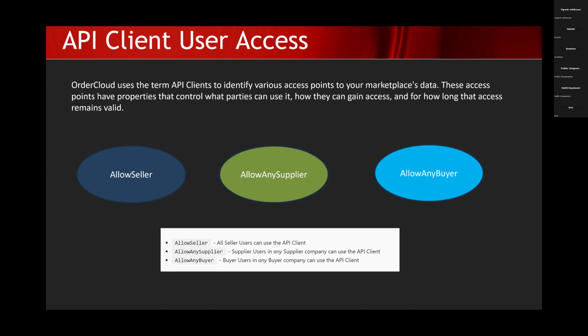The last part, where they say how long access is valid, is part of authentication, where the client token, client secret, and all that come into the picture. Then there is the access token and refresh token concept also. That will be covered in the next few slides on authentication. So the API client is mainly to query your interfaces, your data. That's where API clients are useful. There are different roles even in that: allow seller, allow any supplier, allow any buyer. If you want to give all users access to the API client, then use the allow seller role. Otherwise use the other two, for the supplier and buyer.